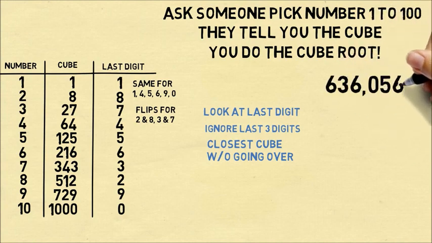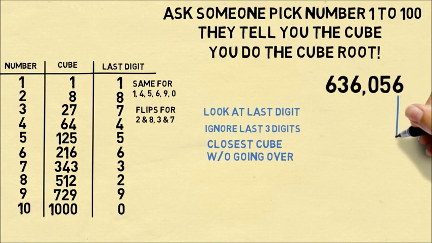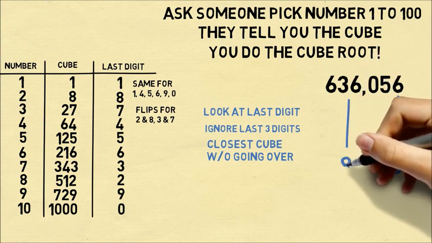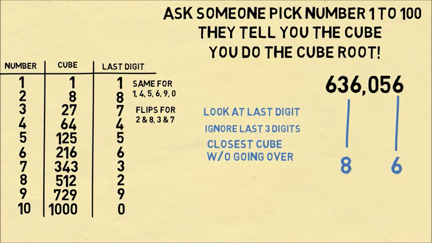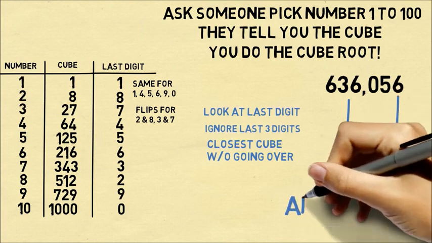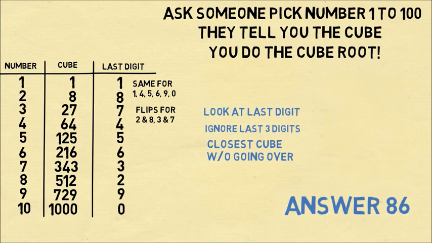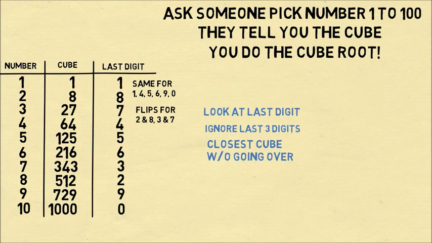So let's imagine they tell you the number is 636,056. So we look at the last digit, which is 6, and when the last digit is 6, that corresponds to the number 6. And then we ignore the last 3 digits and we look at 636. That's between the cubes of 8 and 9, so we put 8, and therefore the cube root is 86. So once you memorize this table, you'll actually be able to do this very quickly.